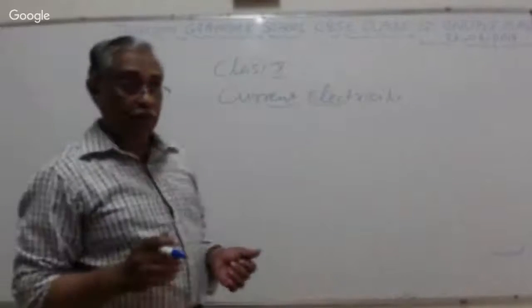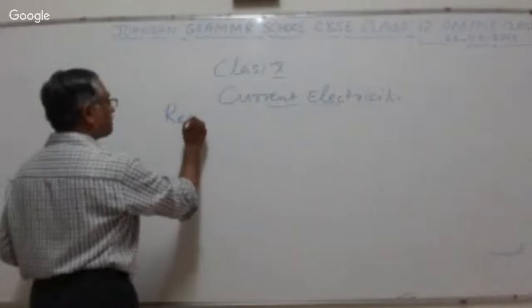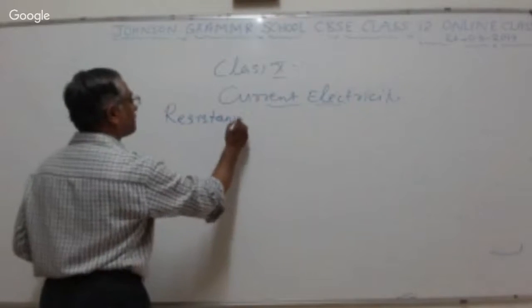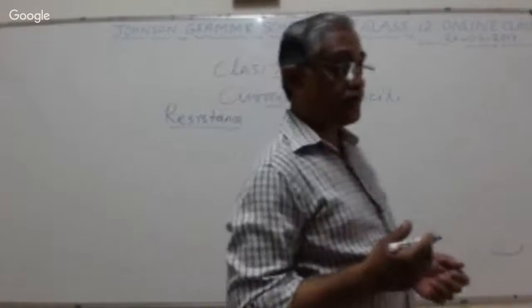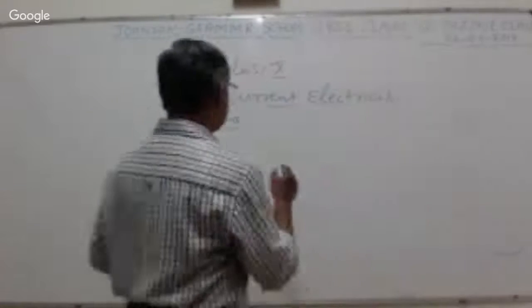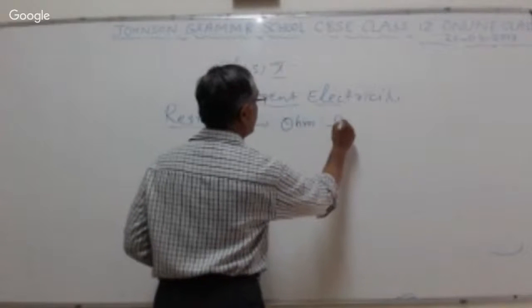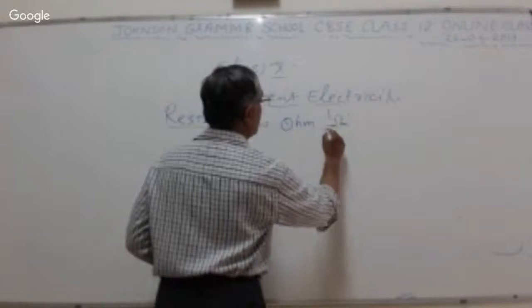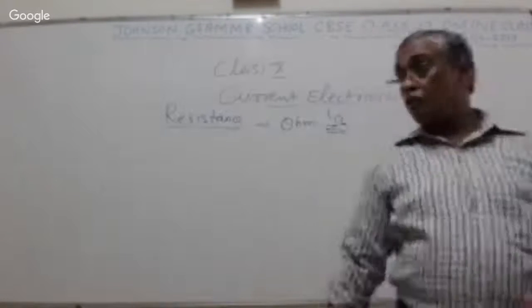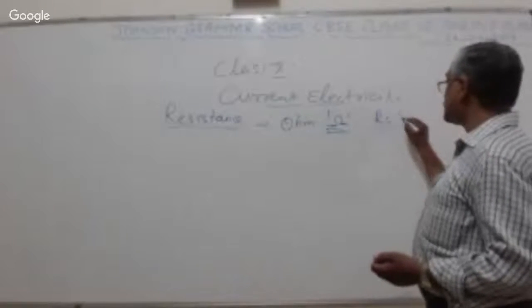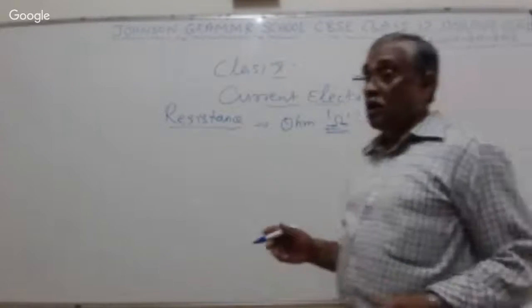So let us learn more about resistance. Resistance, we have already seen, is the opposition offered by a conductor. It is measured by the unit we call ohm. Resistance is R equal to V by I using Ohm's law. We have seen that: voltage by current. So resistance of a given conductor.